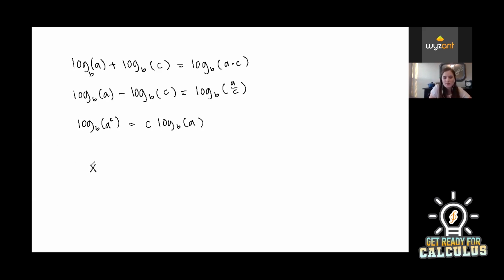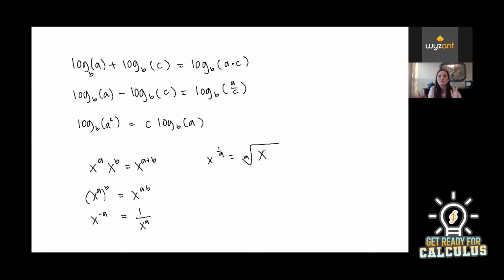If you have something to an exponent, let's say x to the a, and you're multiplying it by x to the b, we get x to the a plus b. Those add if there's an x separating them. If it's x to the a to the b, then that goes to x to the a times b. Another really cool one is that x to the negative a just means 1 over x to the a. And we saw earlier that x to the 1 over a is the a-th root of x. Putting those all together, it's really important to be able to use those.